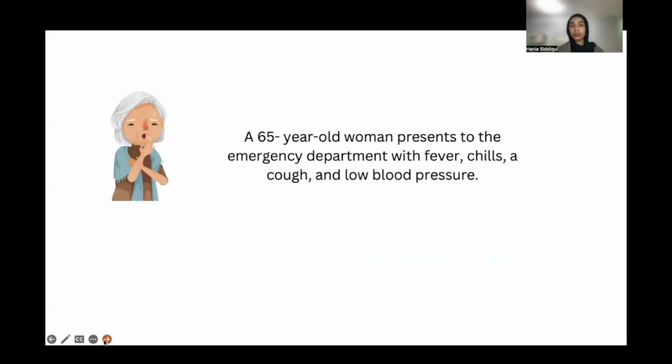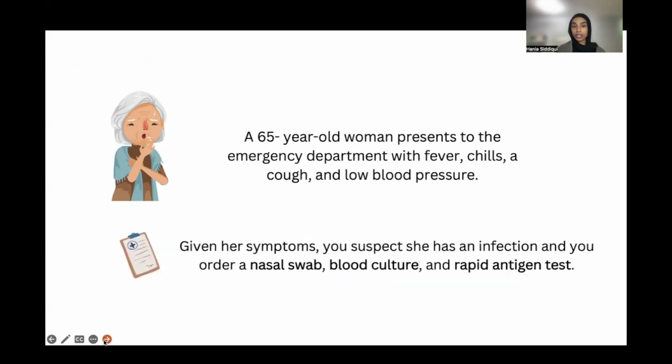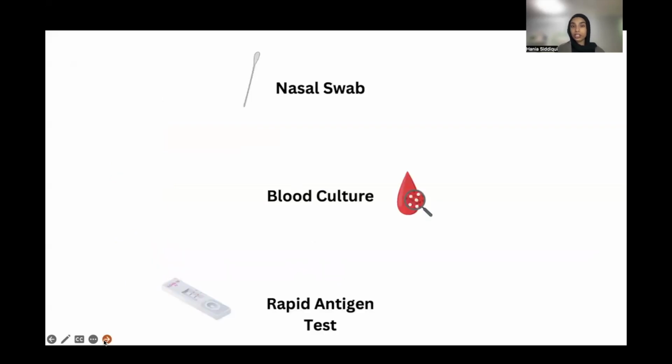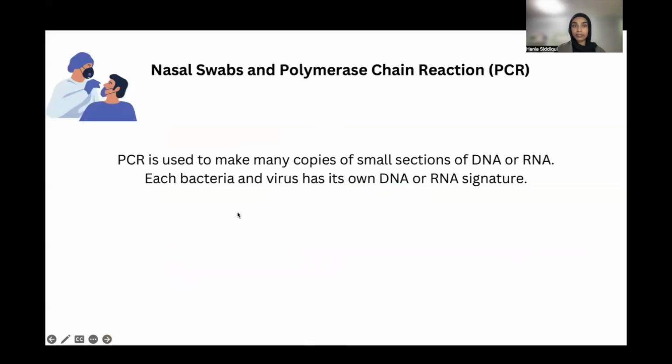So let's say that a 65-year-old woman presents to the emergency department with fever, chills, a cough, and low blood pressure. Given her symptoms, you suspect she has an infection, and you order a nasal swab, a blood culture, and a rapid antigen test. So you've gone ahead and ordered all of these tests, but what are the differences between them and what are they really getting at? We'll be going over this in the next few slides.